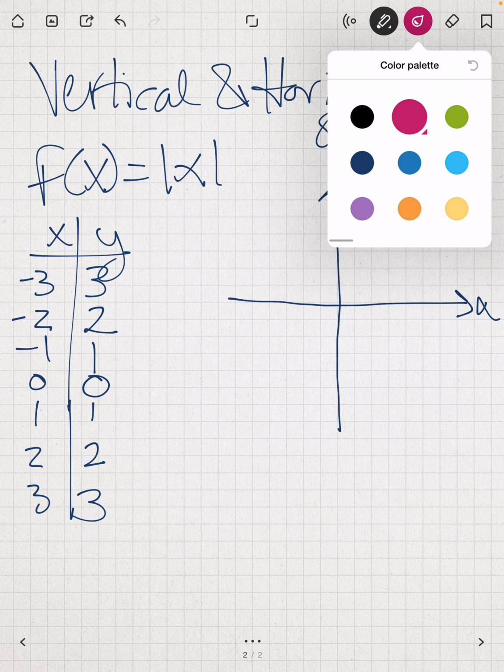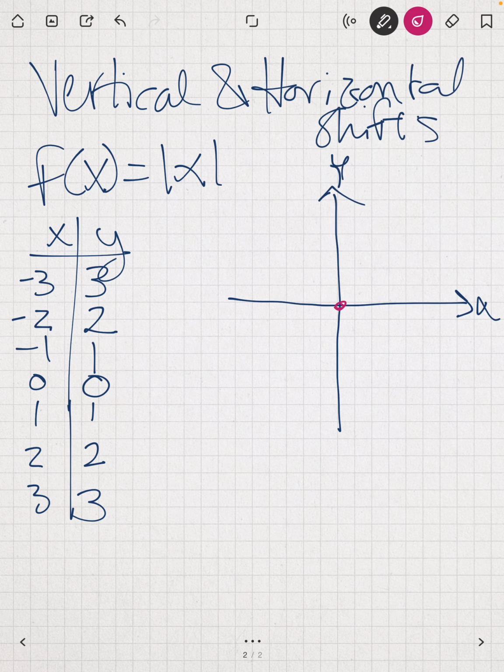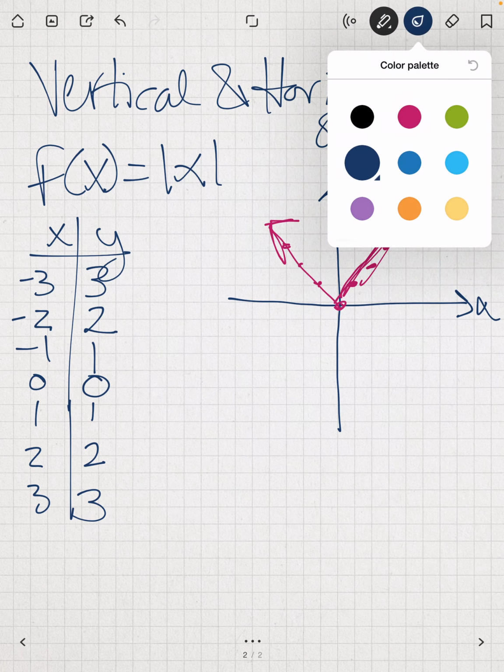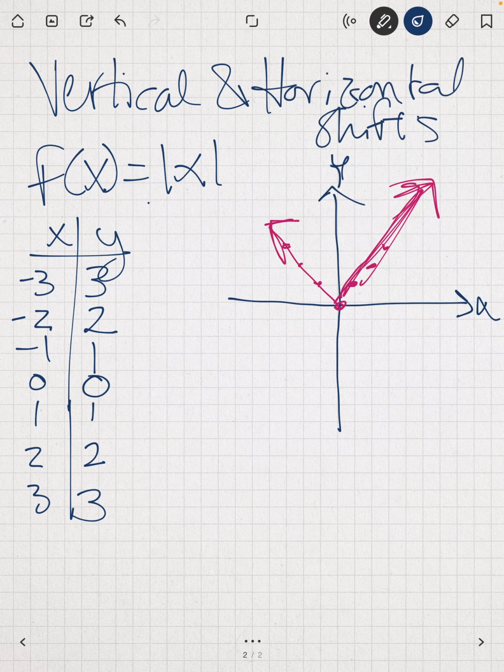If I were to then plot those points, and we remember this from last time, we have a graph that looks something like that. That's a really poorly drawn absolute value graph. Now what would happen if instead of looking at f of x equals the absolute value of x, we looked at g of x equals the absolute value of x plus 2.